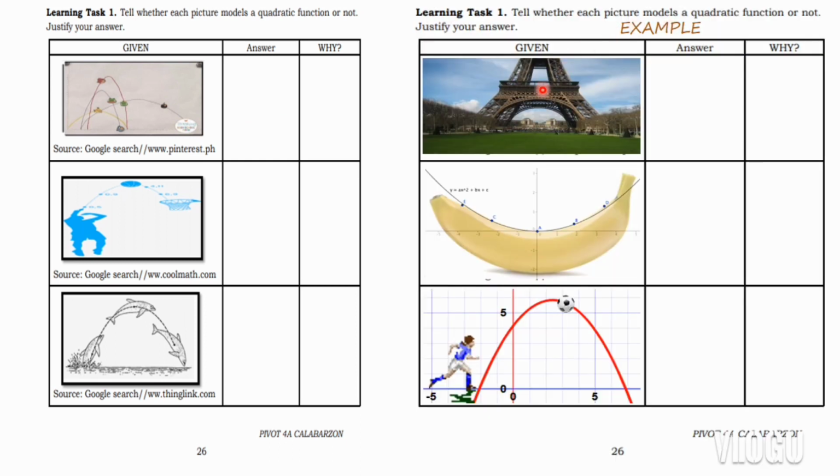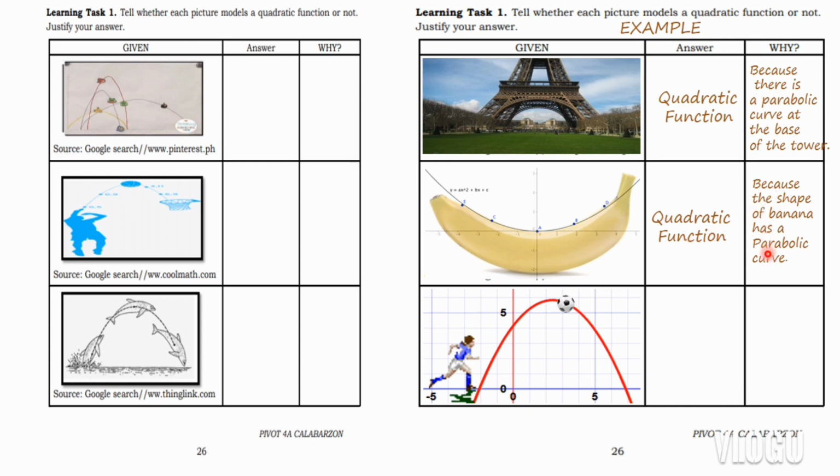So, I have here the first picture. The answer here is a quadratic function. Why? Because there is a parabolic curve at the base of the tower. Kung mapapansin nyo, meron tayong parabolic curve dito sa base ng tower. Now, let's proceed to the next picture, which is the banana. So, if you notice, our banana looks like letter U. And that means it is a quadratic function. Why? Because the shape of the banana has a parabolic curve, as you can see in the picture. And that's what you call quadratic function.